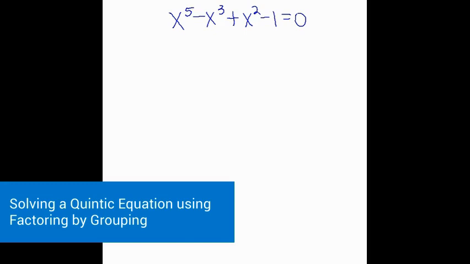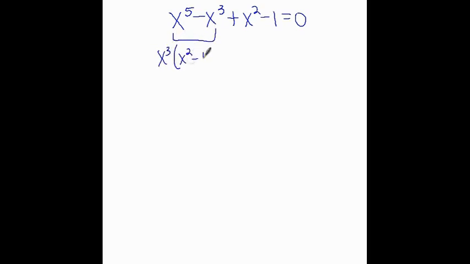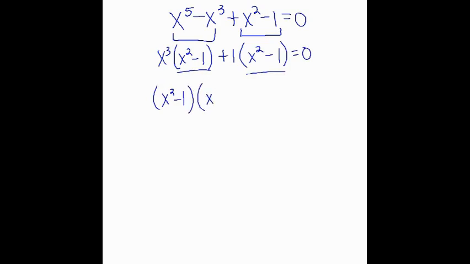Hello there, really quickly, I'm going to solve this quintic polynomial by using factoring by grouping. So I notice out of here I get an x cubed term that leaves me with x squared minus 1. Now there is no greatest common factor here, but that means I can put a plus 1 here and I still get x squared minus 1, which is great because now I've got my common factor of x squared minus 1 to come out, and the remainder is x cubed plus 1 equals 0.